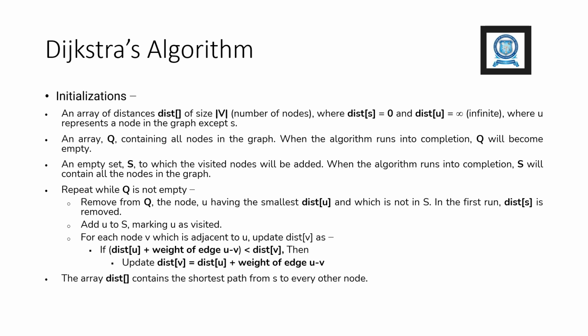Remove from Q the node U having the smallest dist of U and which is not in S. In the first run, dist of S is removed. Add U to S, marking U as visited. For each node V which is adjacent to U, update dist of V: if dist of U plus weight of edge U-V is less than dist of V, then update dist of V equal to dist of U plus weight of edge U-V. The array dist contains the shortest path from S to every other node.